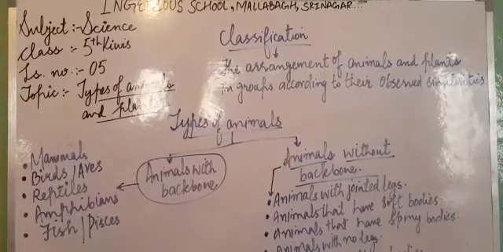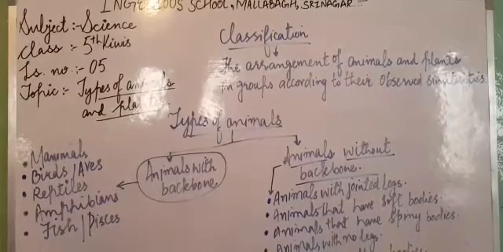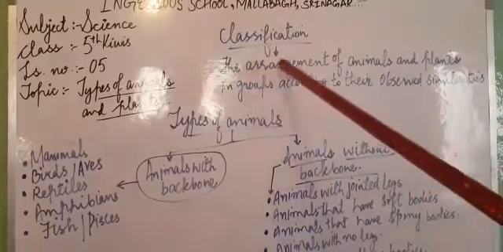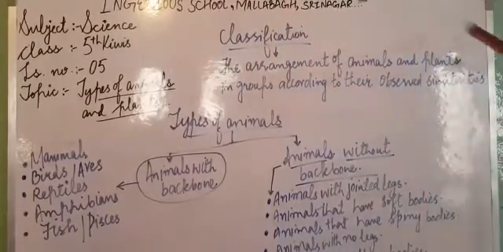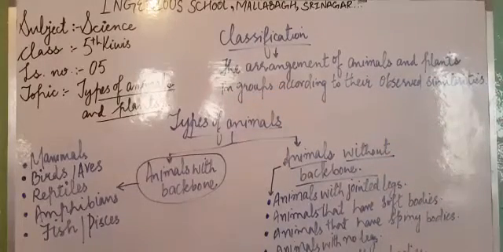So the arrangement of animals and plants in a particular group, based upon their similarities, is known as classification. What is classification? Classification is the arrangement of animals and plants in groups according to their observed similarities.